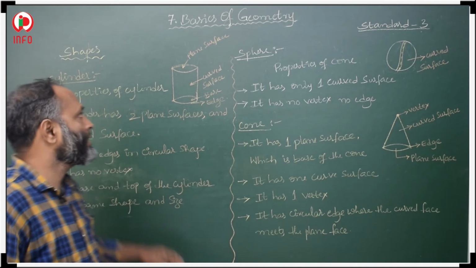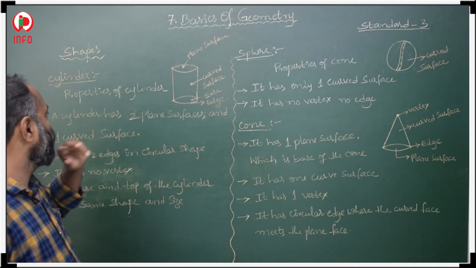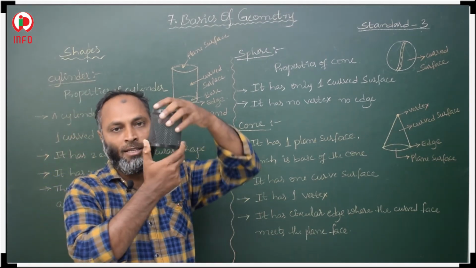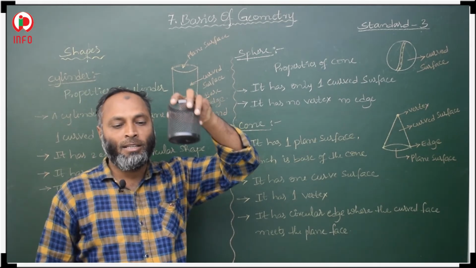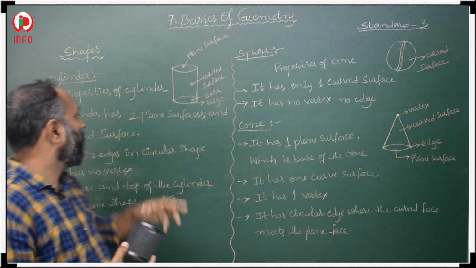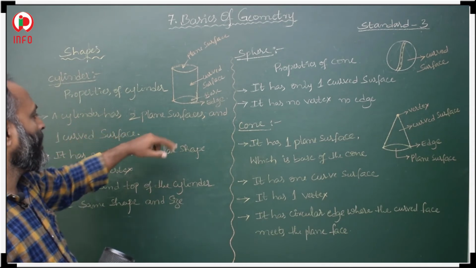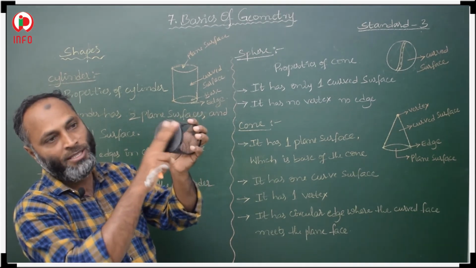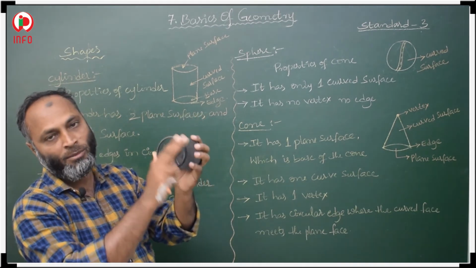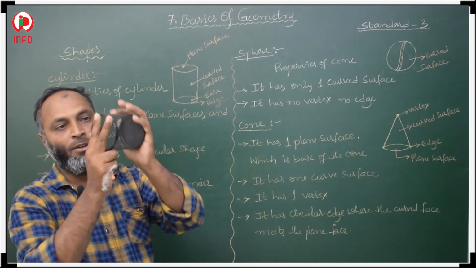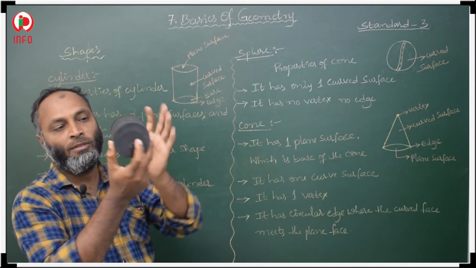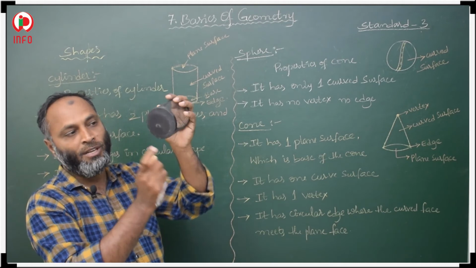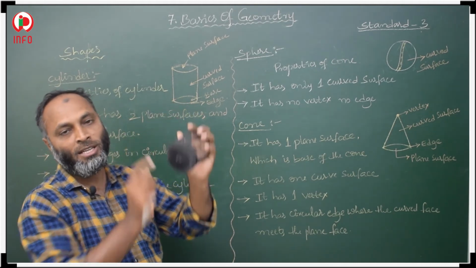Yes, now students, next cylinder. So cylinder, properties of cylinder. See here, this is a cylinder, cylindrical shape. A cylinder has two plane surfaces. This bottom is one plane surface, and at the top also one more surface is there. One here and one here, two surfaces. One is at bottom and one is at top. How many surfaces? Two surfaces.